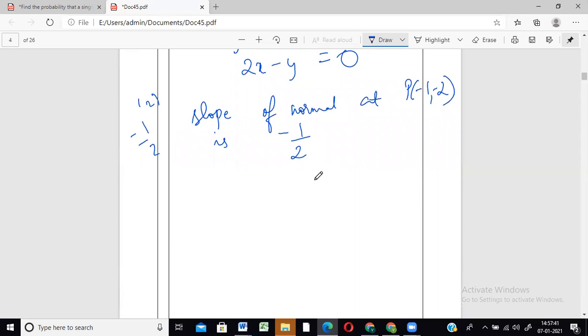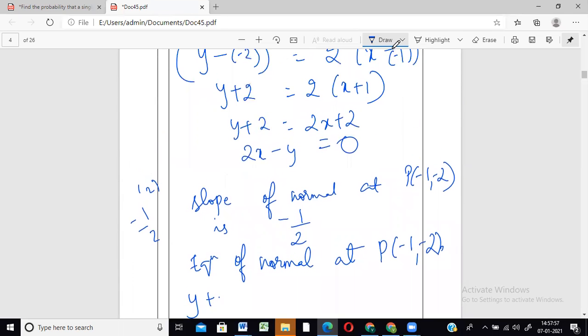What after getting the slope of normal? We will of course find the equation of normal. So the equation of normal at point P, minus 1, minus 2, is the same thing, y minus b. Right now we can write y plus 2 because we have just written it over here. Just a second.